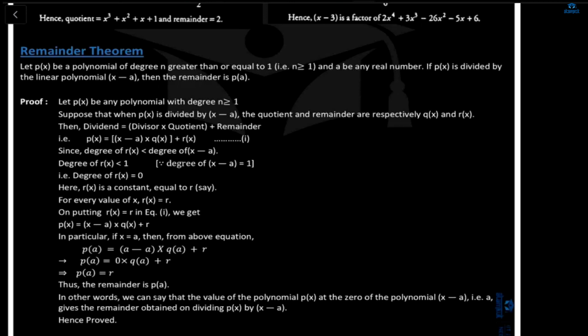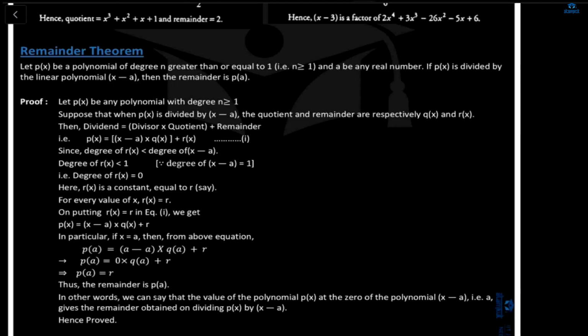What is the remainder theorem? Till now we have seen the long division method that I have explained to you. Now the main remainder theorem. Actually, the remainder theorem states that if px is a polynomial of degree n, n means it will be greater than or equal to 1. It will not be less than 1.